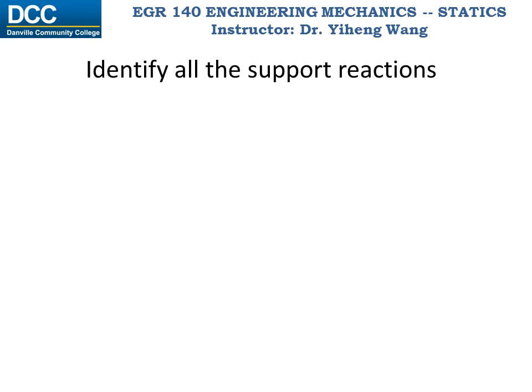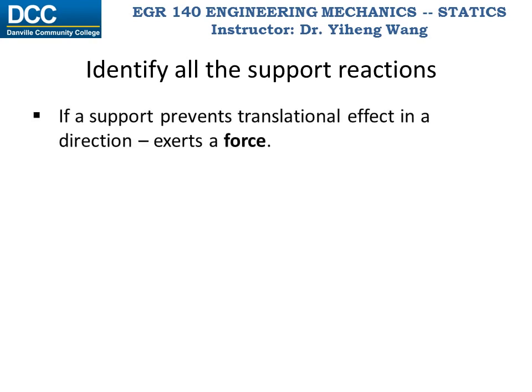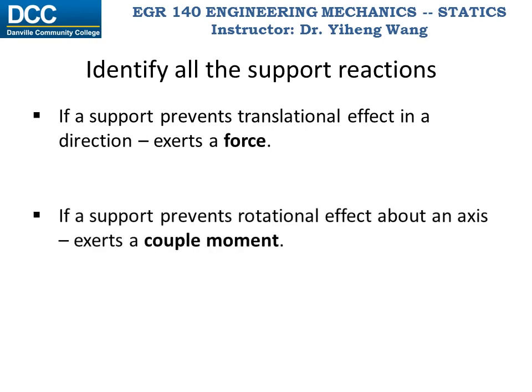In summary, to determine what type of support reaction is associated with the support, here's a rule of thumb. If the support prevents the translational motion in a direction, then it exerts a force along that direction against the motion. If the support prevents the rotational effect about an axis, then it exerts a couple moment about that axis against the tentative rotation.